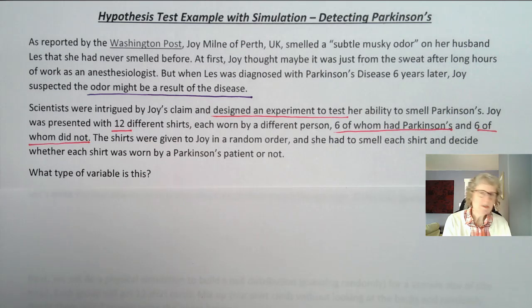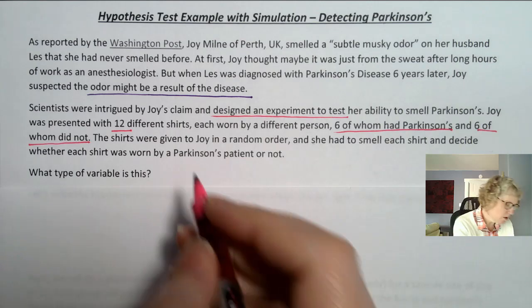So let's think about what kind of variable this is. What are we measuring? What were the scientists measuring here? They had to record, and the variable is the piece of information we record. So was Joy giving them a number? No, it wasn't numerical. It was a yes or no. It was categorical. By smelling the shirt, does this person have Parkinson's disease or not? So this is a categorical variable.